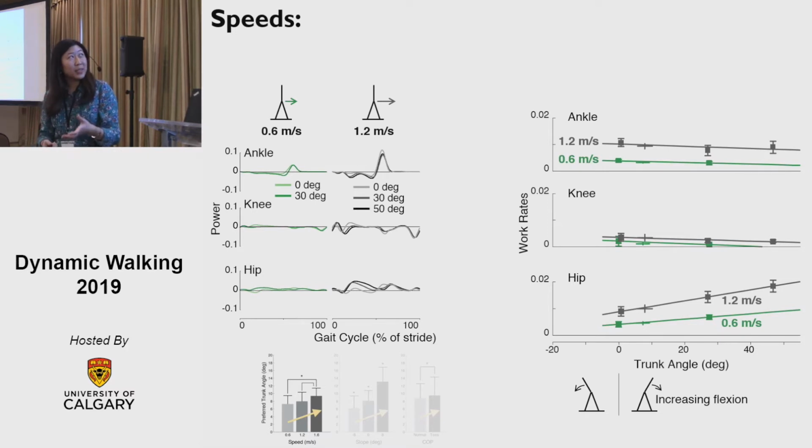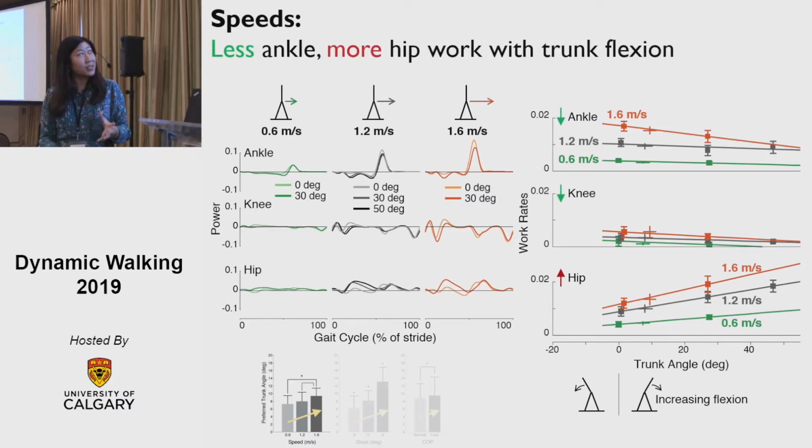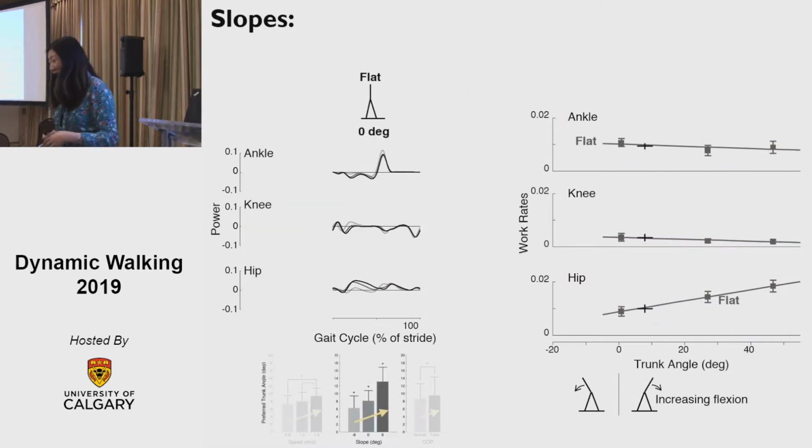So if they walk at a slower speed, you see something similar, but with maybe less of a slope here. And then at faster speeds, you also see a similar thing, but with higher work, and then maybe a greater rate of decrease at the ankle, and maybe a greater rate of increase at the hip. So to summarize this slide, we found that with more trunk flexion, you would do less ankle work and more hip work, as you saw earlier. So if we look at slopes now, how does this change with slopes?